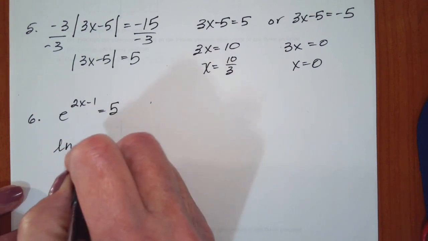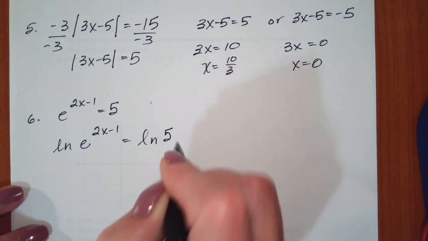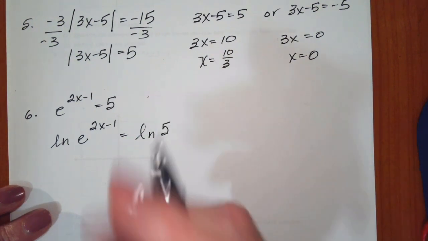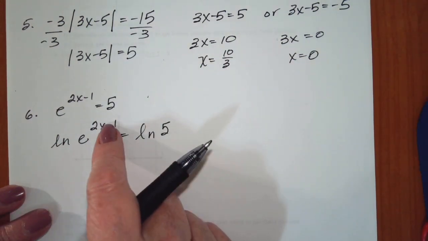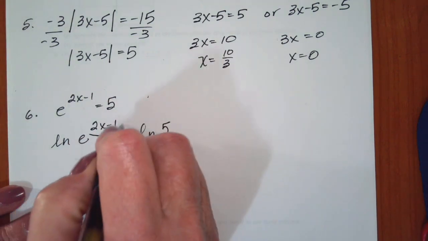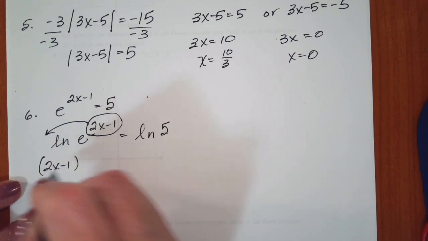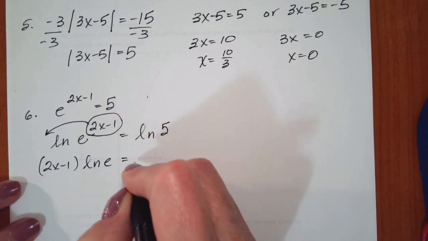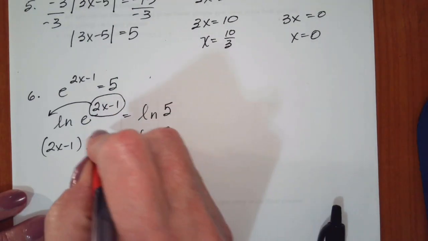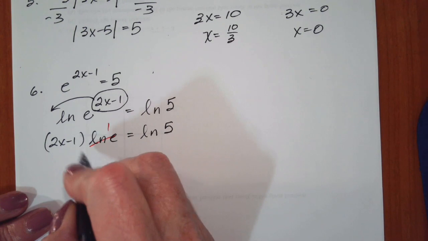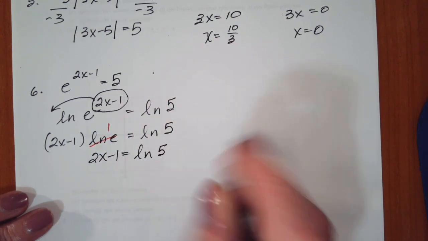So I'm going to do the natural log of e to the 2x minus 1 is equal to the natural log of 5. Now, either remembering the rule that the natural log of e to the x is x, or I can know that I can bring this around front. This gives me 2x minus 1 times the natural log of e is equal to the natural log of 5. Well, the natural log of e is 1. So this just gives me 2x minus 1 is equal to the natural log of 5.